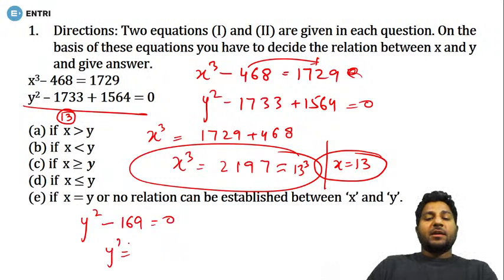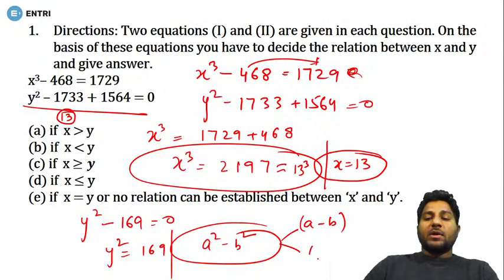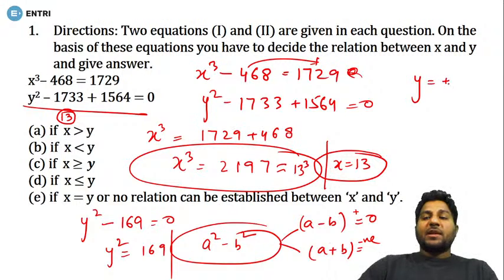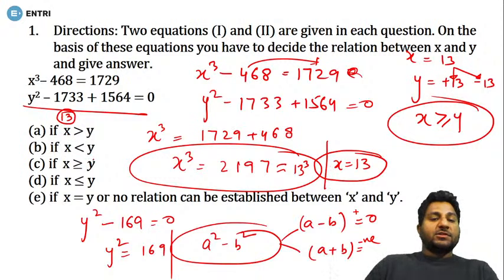That means y square is equal to 169. So from here we will be getting the form of a square minus b square. And we know that whenever we get the form of a square minus b square, we split it into two parts: one is a minus b and the second one is a plus b. From one comparison we will be getting the positive value, and from the second comparison the negative value. That means y will generate plus 13 and minus 13, while x has generated only one value, that is 13. So if you compare this, x is greater than or equal to y. So that's where option C will be the correct one.